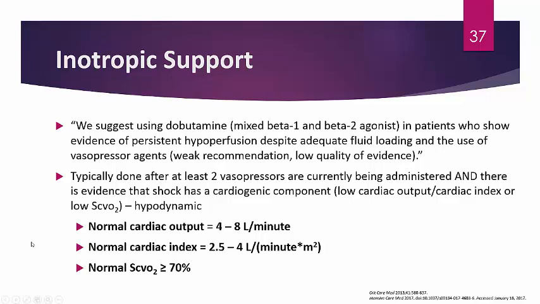So what is important to know from this slide, in addition to using dobutamine after norepinephrine and vasopressin, if you have a low cardiac output or cardiac index or low SCVO2, is what are the ranges for cardiac output, cardiac index, and SCVO2? Well, anything below 4 to 8 for cardiac output, anything below 2.5 for cardiac index, and anything below 70 for an SCVO2 will automatically qualify you as having a cardiogenic component. These bolded numbers are numbers you should know and have memorized.